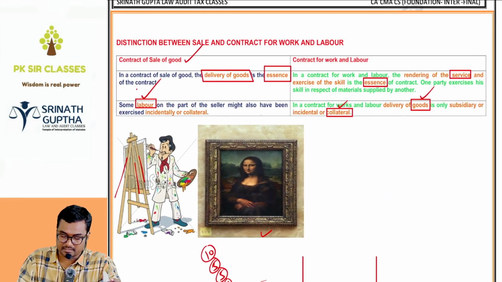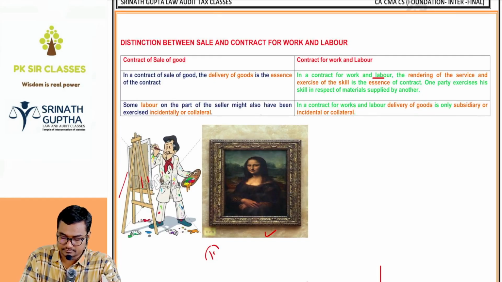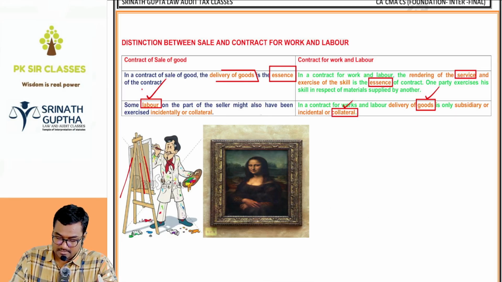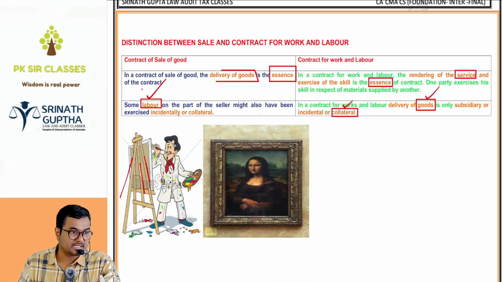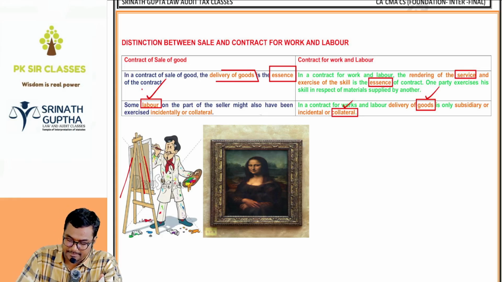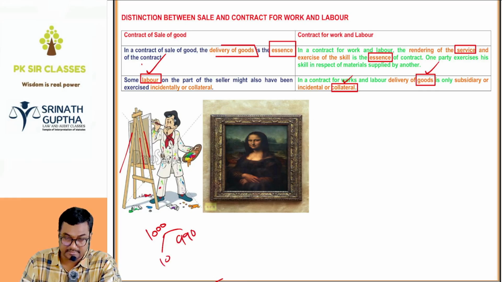Next, contract of sale versus contract for work and labor. See, here I am painting a picture and giving it to you for 1000 rupees. Out of this, the paper value is 10 rupees and my skill value is 990. I'm painting the picture for Satvika, selling it to Satvika for 1000 rupees. So it is a contract for work and labor.